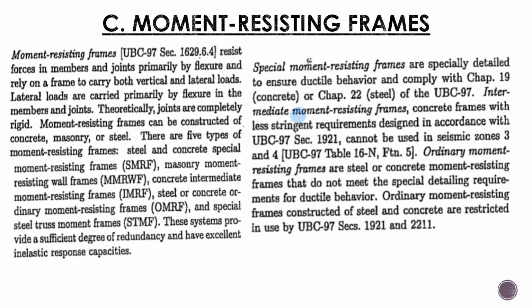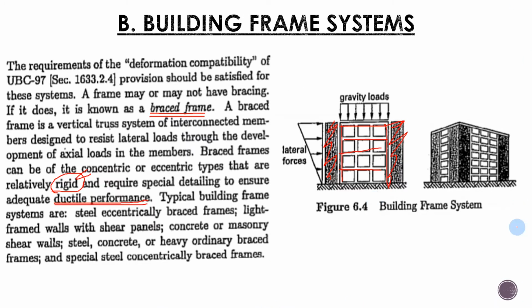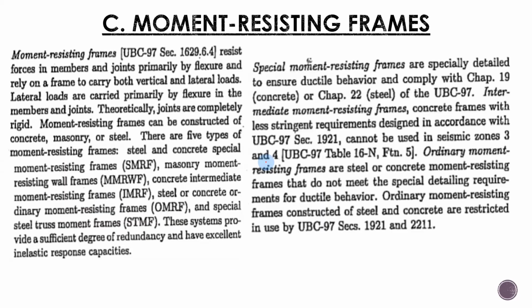Then now is moment resisting frames. For building frame systems, pwede pa tong mga bracing. For example, wala kay shear wall, dili ka mag shear wall, then naka bracing systems. So pwede siya as stated. Nasamo sa steel ang steel concentric braced frames and steel eccentrically braced frames. So pwede na siya, consider siya as building frame system. So C, moment resisting frame.